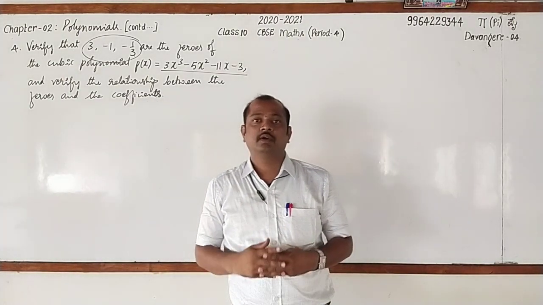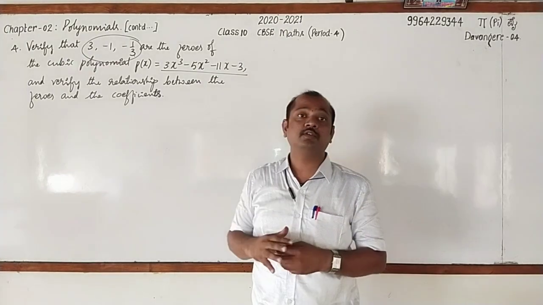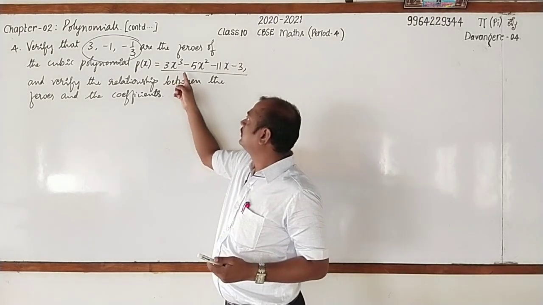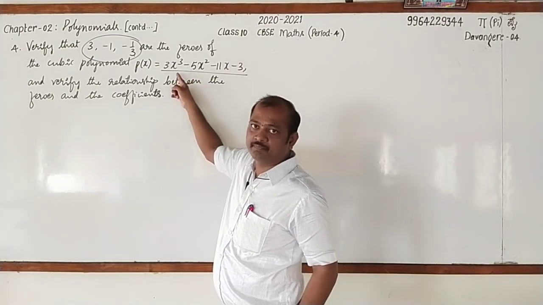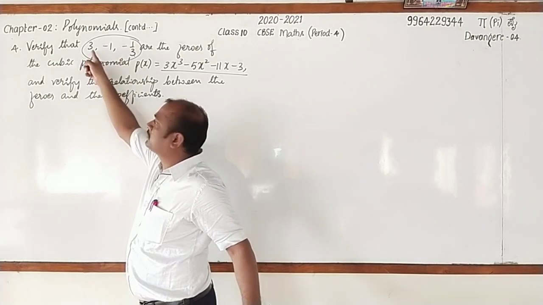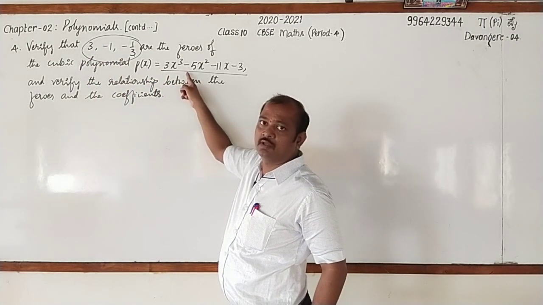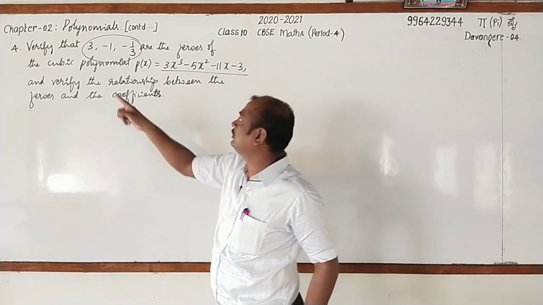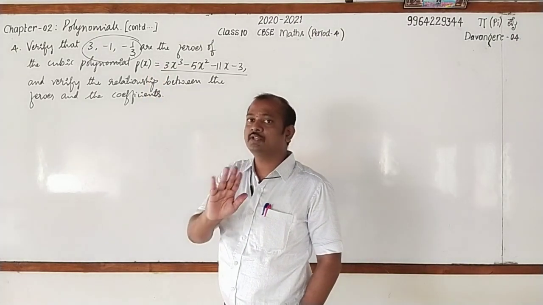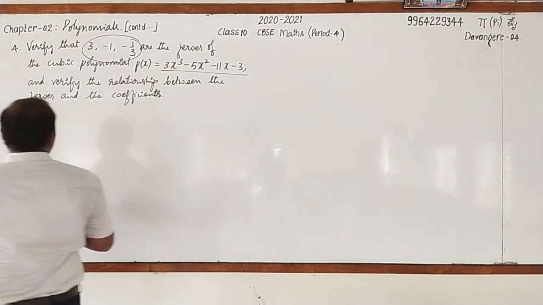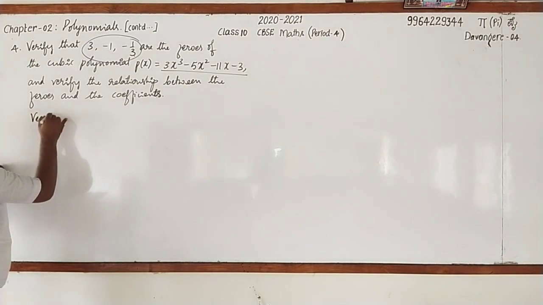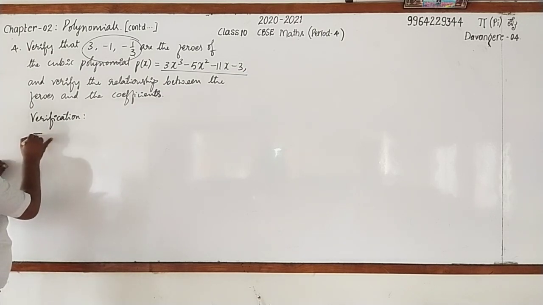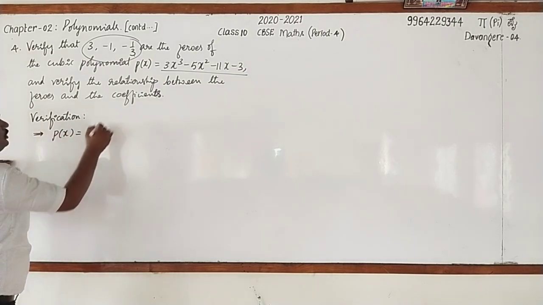Now you tell how you are going to check whether these are the zeros of the given cubic polynomial or not. Very simple. Here the cubic polynomial is in x. You have to substitute these numbers one after the other in place of x. After substitution, if you get the value of the cubic polynomial as 0, then you can say these numbers are zeros. Right? Now, first let me go for verifying. Here I write verification. In verification, they have given the cubic polynomial.